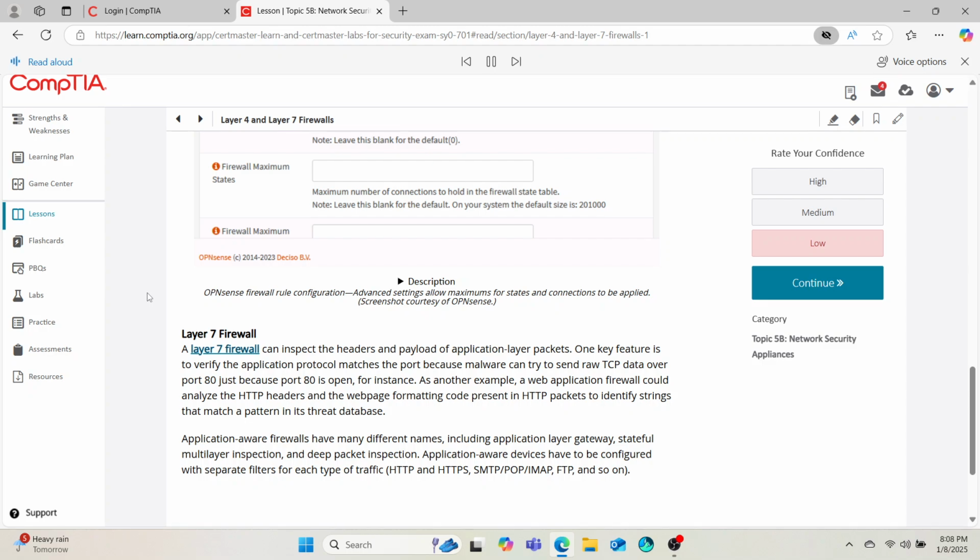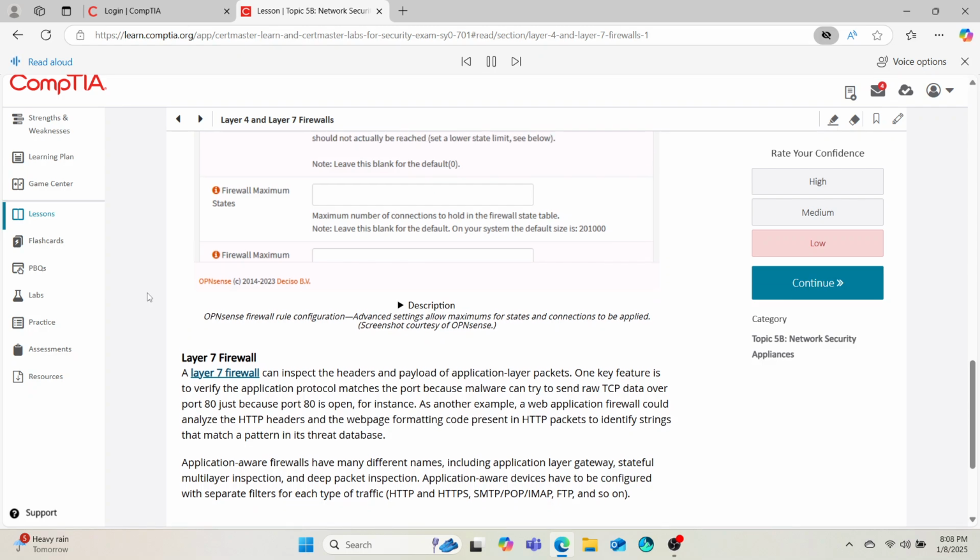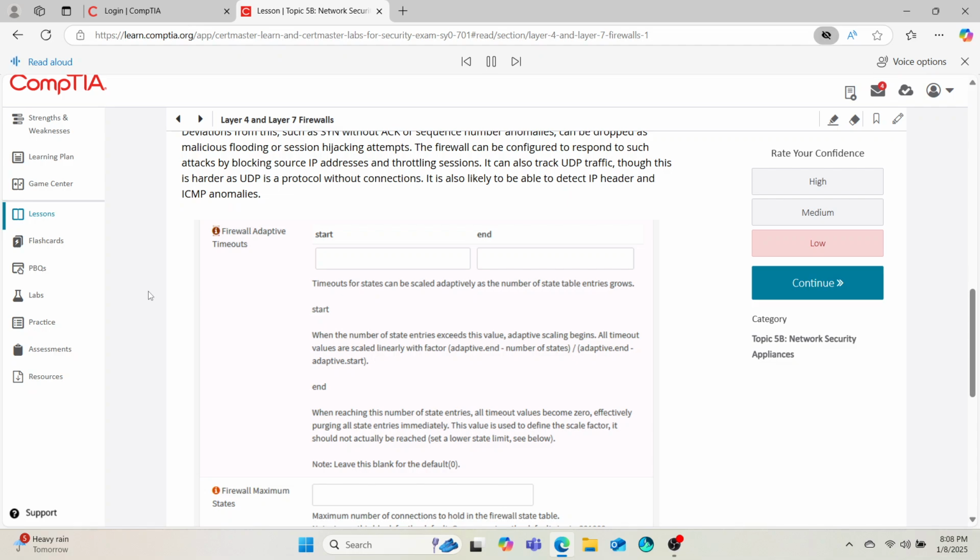Description. The firewall adaptive timeouts has 2 boxes to enter the start and end values, respectively. The text below describes the input of the boxes. The firewall maximum states box has a box to enter the maximum number of connections to hold in the firewall state table. OpenSense firewall rule configuration. Advanced settings allow maximums for states and connections to be applied. Screenshot courtesy of OpenSense.